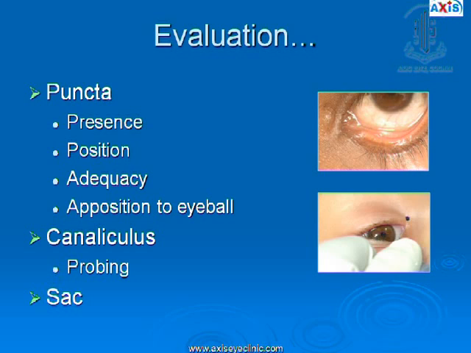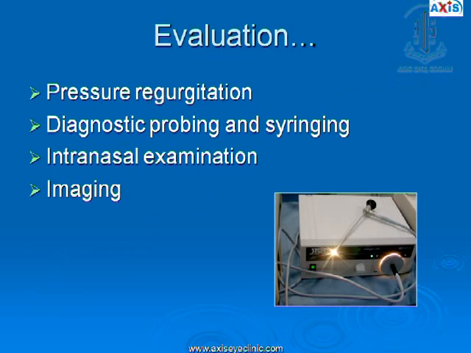In the canaliculus, obviously we cannot visualize, therefore we'd like to do a probing to see if there is any kind of canalicular stenosis, a kink, or if there is a block in the canaliculus. And of course we'd like to look at the sac, for which we can do specific tests which I'll come to. And if there are other problems like a small fistula, you can inject a dye and try to localize the fistula.